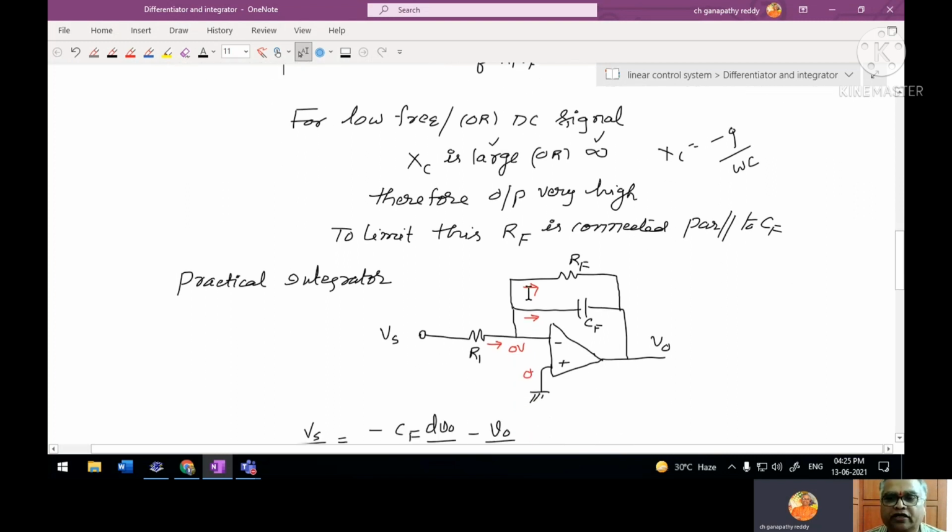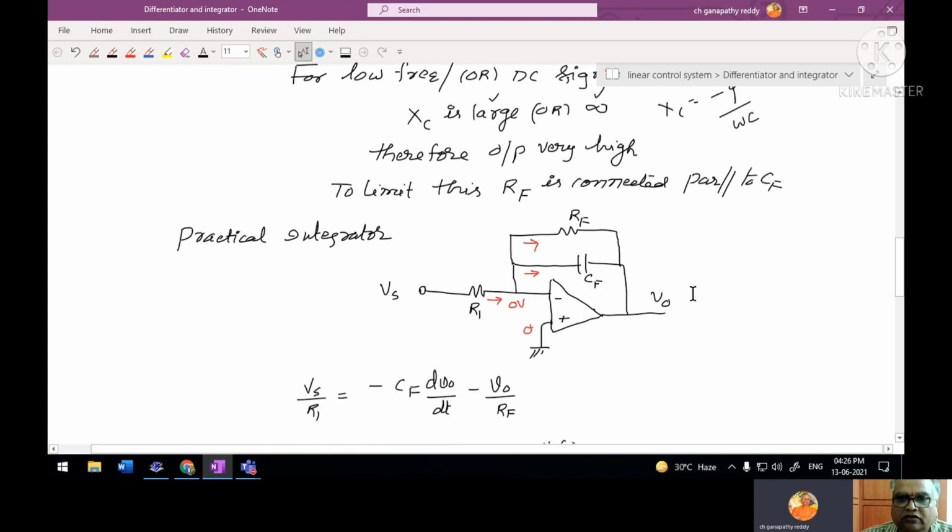So this is the practical integrator. RF is connected in parallel to limit the low frequency gain. Without this resistor, the low frequency gain is very high. When it is very high, with the op amp operating at plus or minus 10, the output will reach saturation. So we can't use it as an integrator at lower frequencies. That is the reason why RF is connected in parallel.